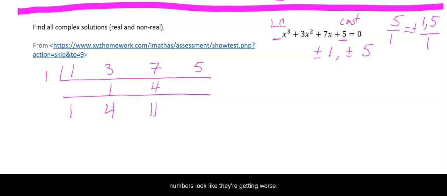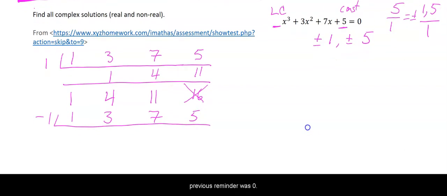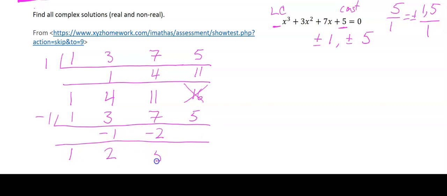These numbers look like they're getting worse. 11, add down, I get 16. That didn't work. Let's try negative 1. I have to start all over because I have not found a factor yet. You can only use the quotient part when your previous remainder was 0. This is going to give me 1, then a negative 1, 2, then a negative 2, 5, then a negative 5. There is my first factor.